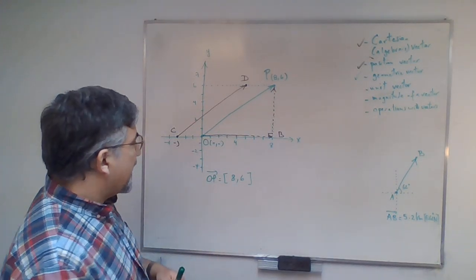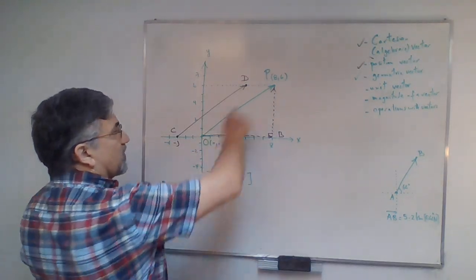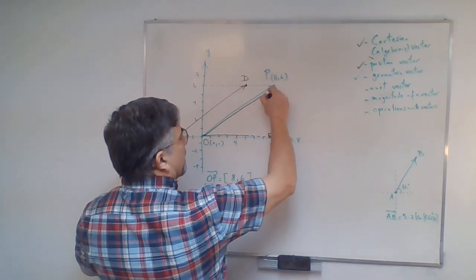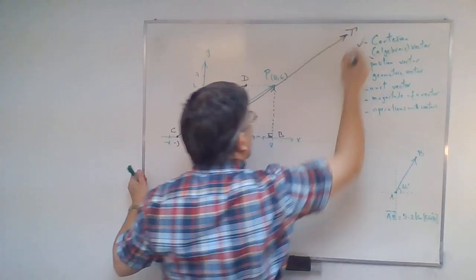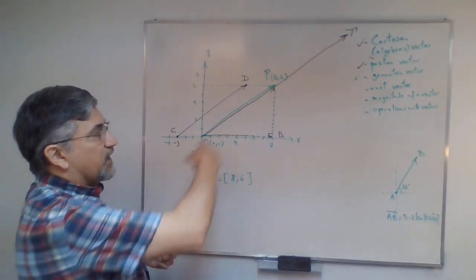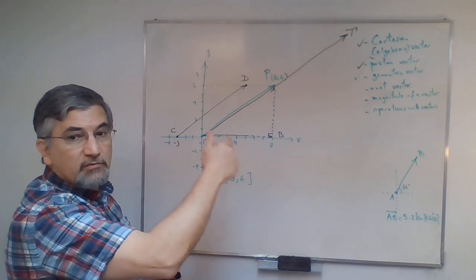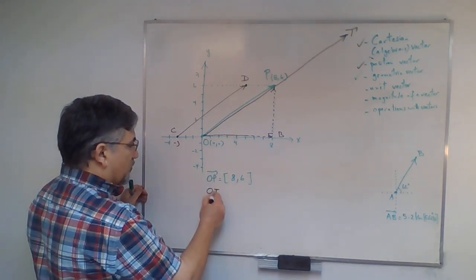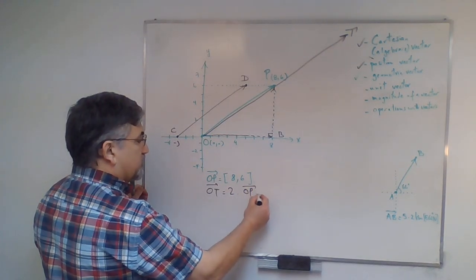Okay, so now what happens if I double the size of this vector? If you double the size of this vector, you end up with a vector which would be larger. Vector OT has the same direction, but its magnitude or size is double the size of vector OP. So vector OT is 2 times vector OP.